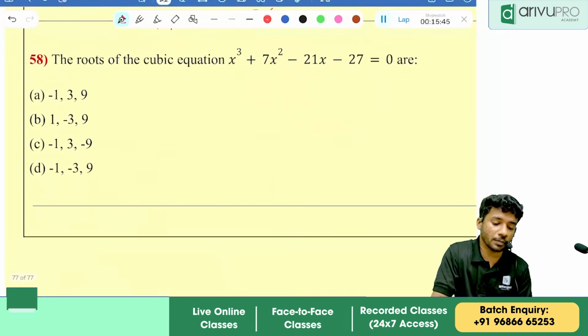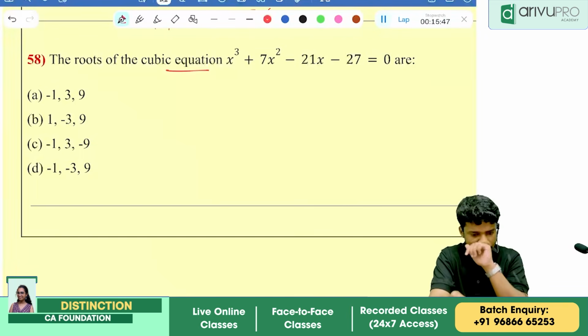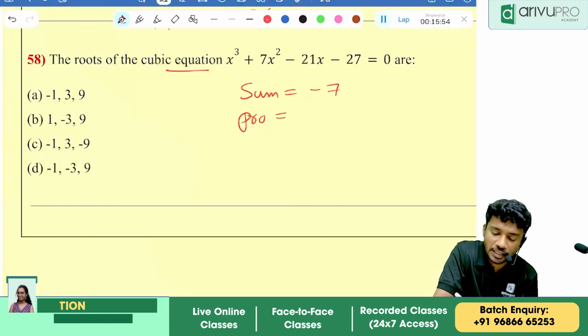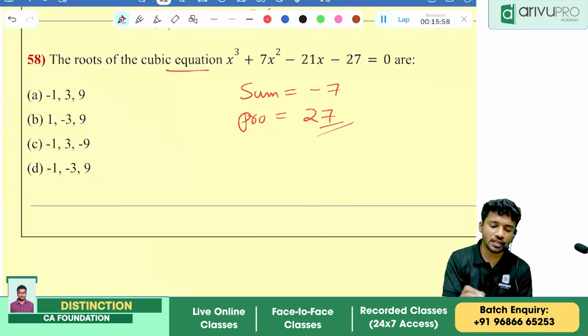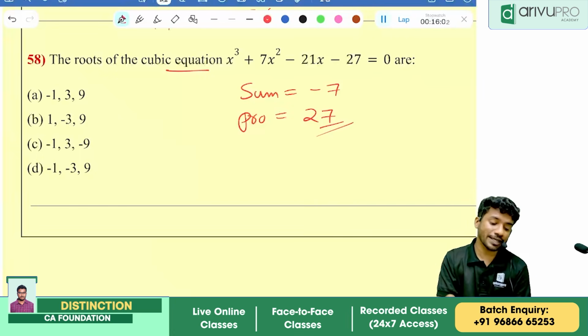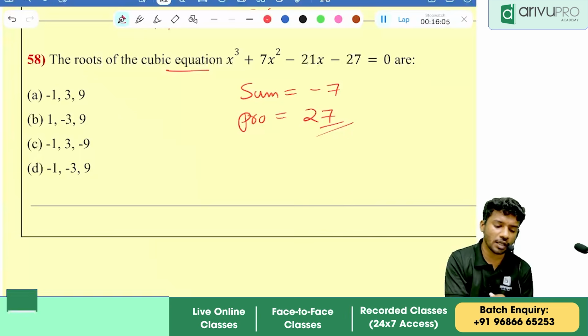Look at this question, people. The roots of the cubic equation are like this. Okay, you tell me, the sum is how much? Sum is minus 7. Product is how much? Minus of minus 27, it will become plus 27. You should tell me the sum is minus 7 and the product is plus 27. Which option is the answer? You should tell me. Try this.